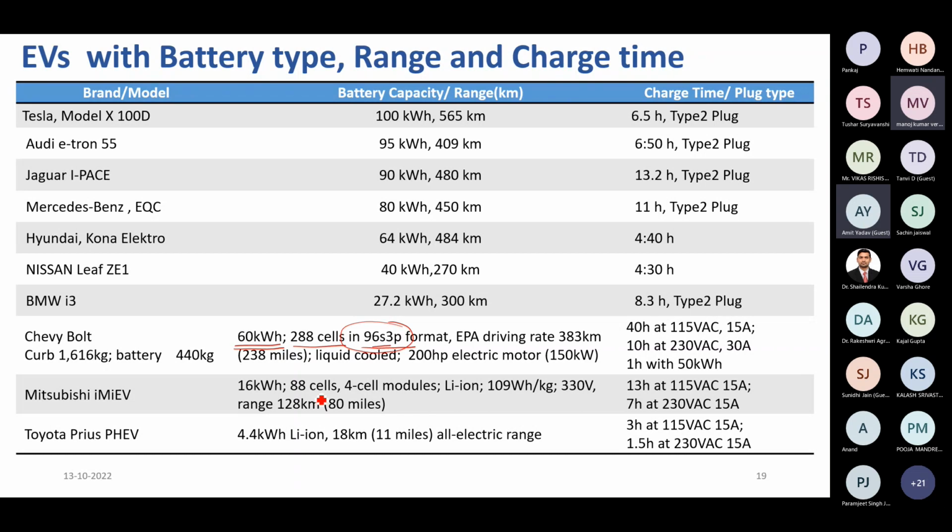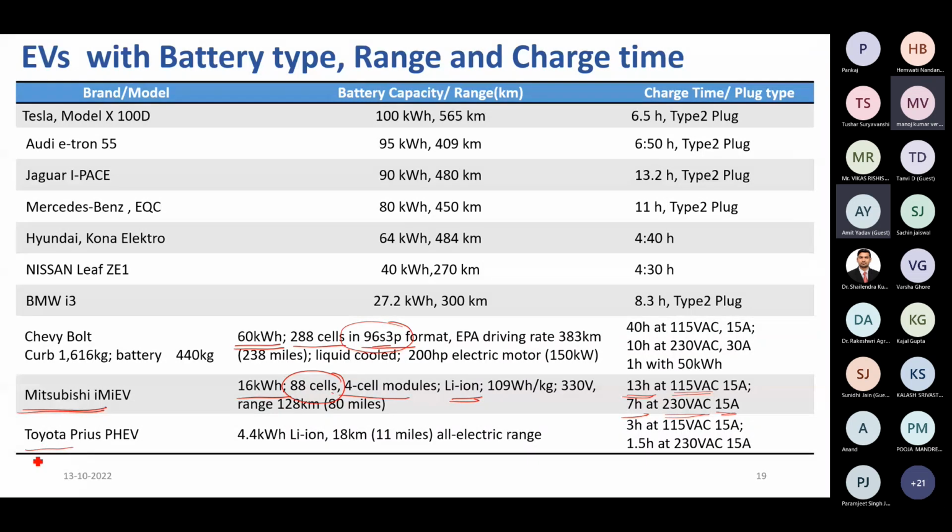Similarly, the next configuration is a Mitsubishi, which is 16 kilowatt hour with 88 cells, connected 4 cells per module, and it has lithium ion batteries. So you can see which vehicles use lithium, and how many cells can be connected in series or in parallel to increase the range. We can also see the charging time and current, for 115 volt AC and for 230 volt AC, what the charging current will be and how many hours it will take to completely charge the battery.